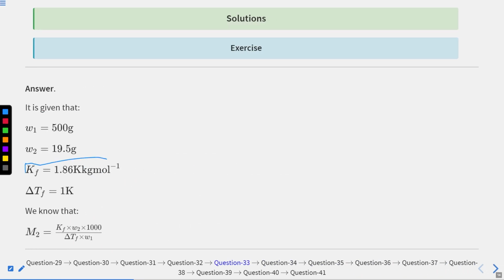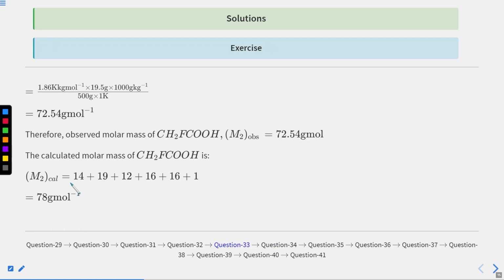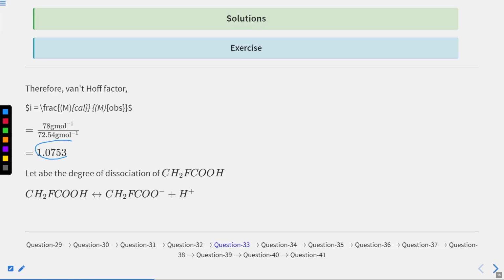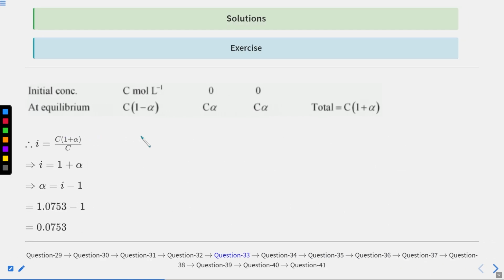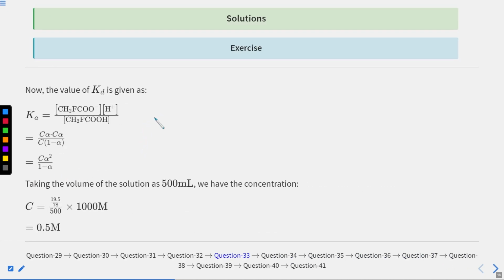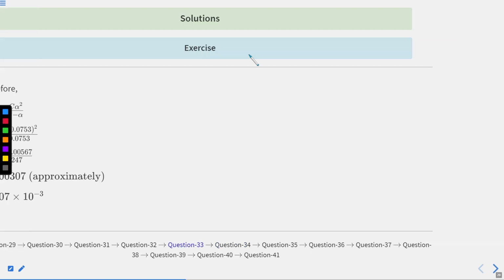We know the Kf value from the previous question, and hence we will calculate i. So the same thing has been done. 1.86 is known, ΔTf is given. We will use this formula to get our final answer, that is 1.0735. Now if you want, you can calculate the value of α also from here. Next question.